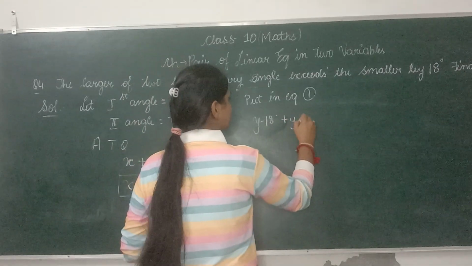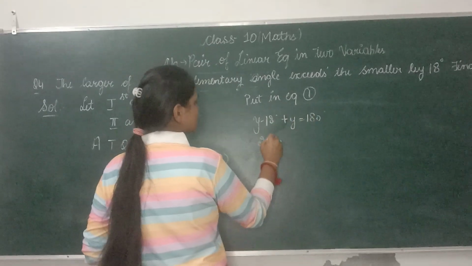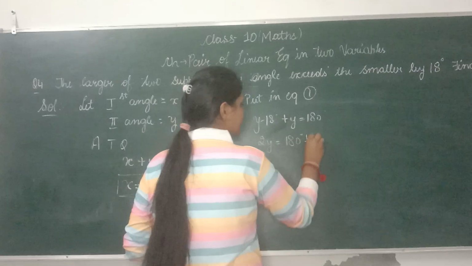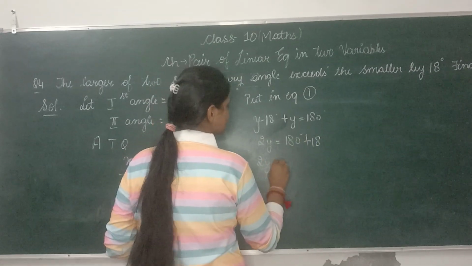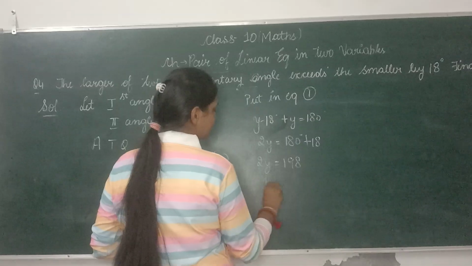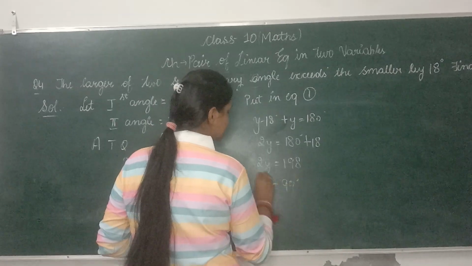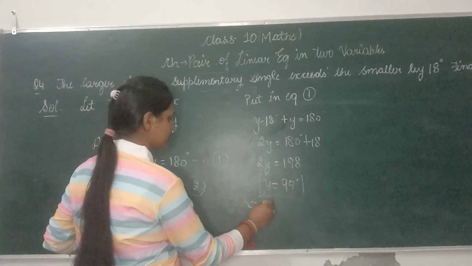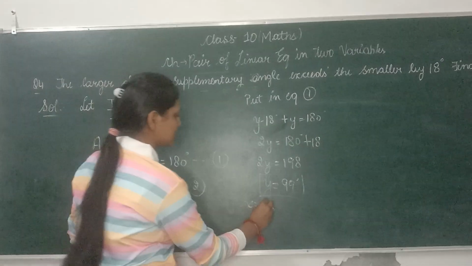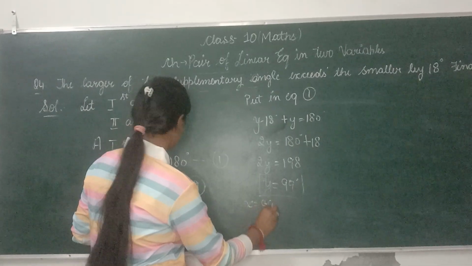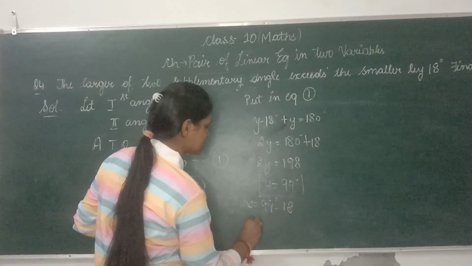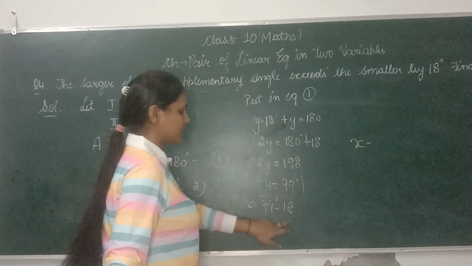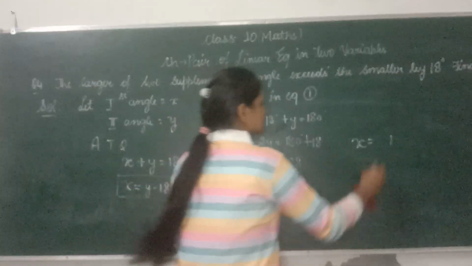plus y. This y plus y is equals to 2y, and this 180 plus 18, 2y is equals to 198 degrees. So y will be equal to 99 degrees. Now put that value of y in equation second, you can easily calculate the value of x. Y is 99 degrees minus 18 degrees. X will be equal to, the value of x is equals to 9 minus 8 is 1 and 9 minus 1 is 8.